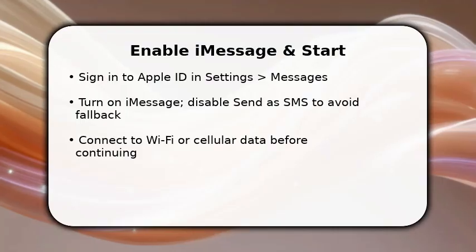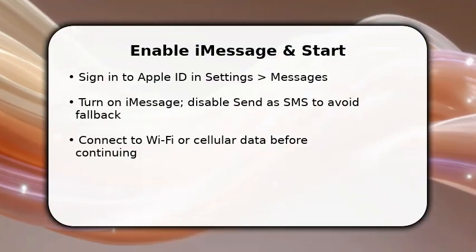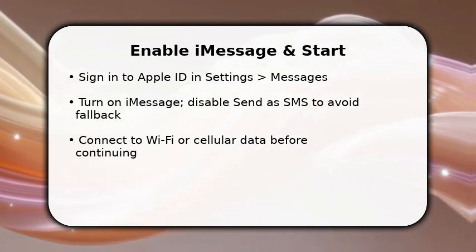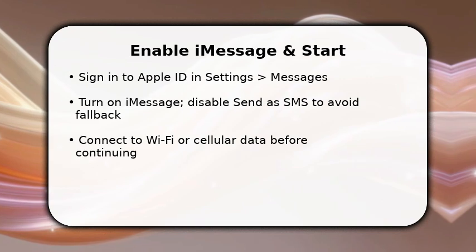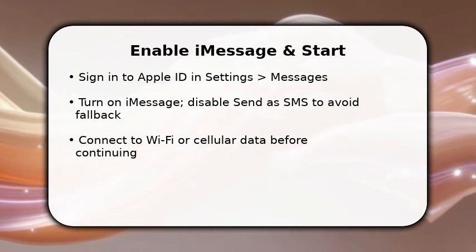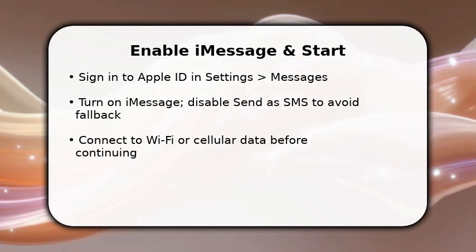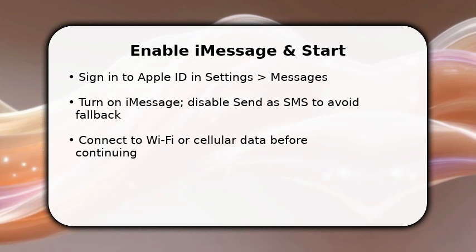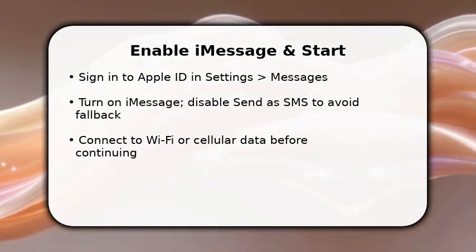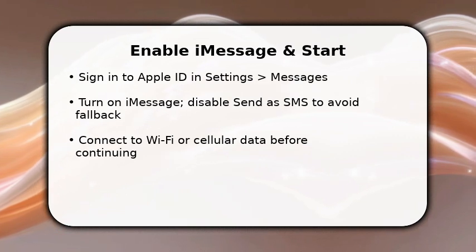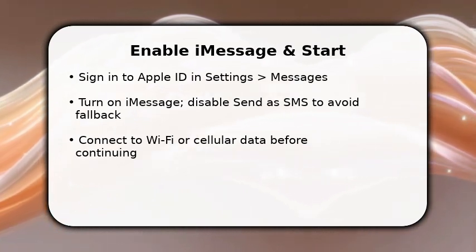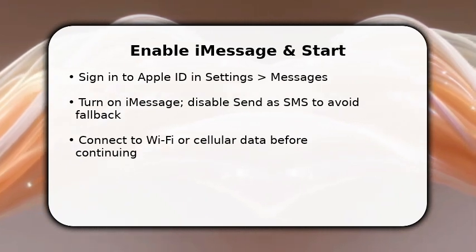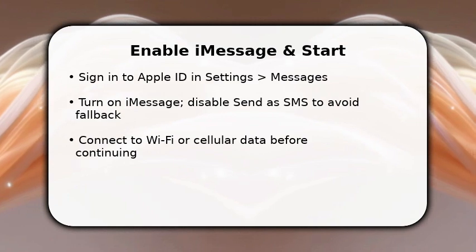Enjoy the video. You start by ensuring your Apple ID is signed into Messages and that you have an active data connection. This allows iMessage to send without SMS. Once signed in, enable iMessage in Settings, Messages, and immediately turn off Send as SMS so texts won't fall back to carrier SMS. Make sure you're connected to Wi-Fi or cellular data. Otherwise, iMessage can't deliver. These steps force Messages to use Apple's service instead of relying on your phone plan.